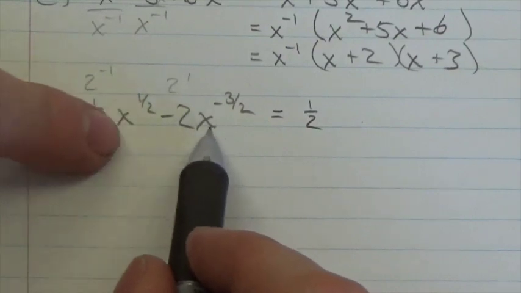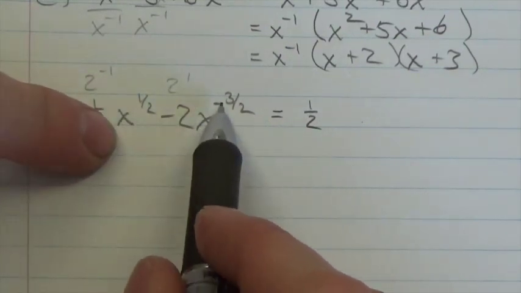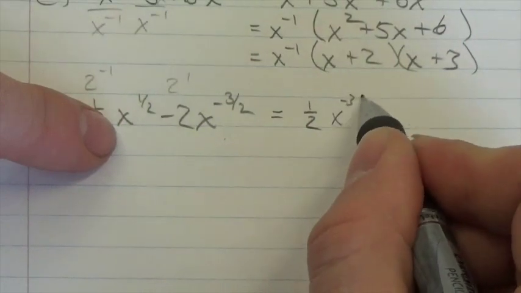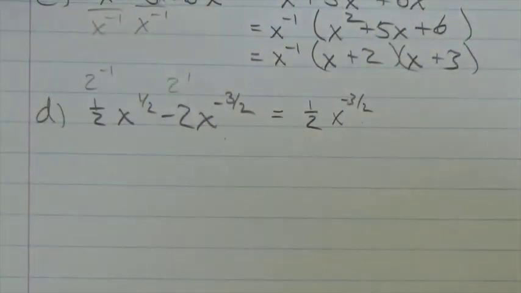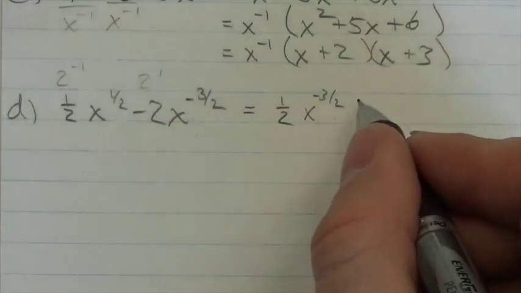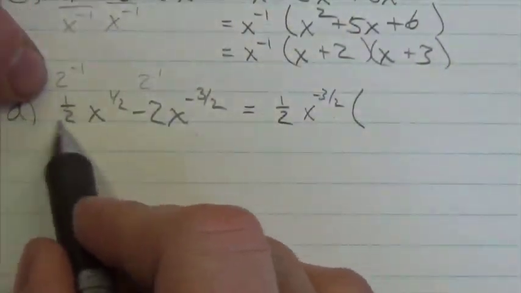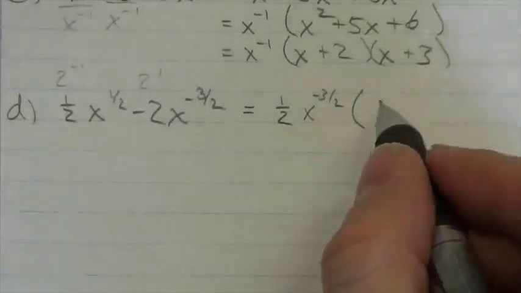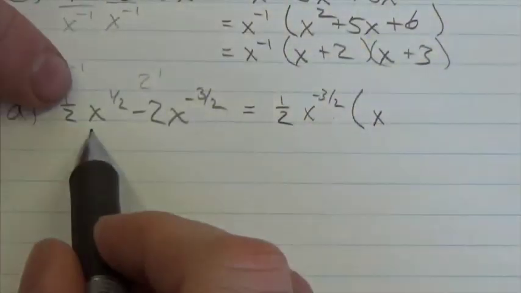Between the two factors of x here, x to the 1/2 and x to the negative 3/2, negative 3/2 is the smaller exponent, so I am going to factor out a 1/2 and then an x to the negative 3/2. Now, from this first term, 1/2 divided by 1/2 is 1. So the coefficient I'm left over with will be 1.